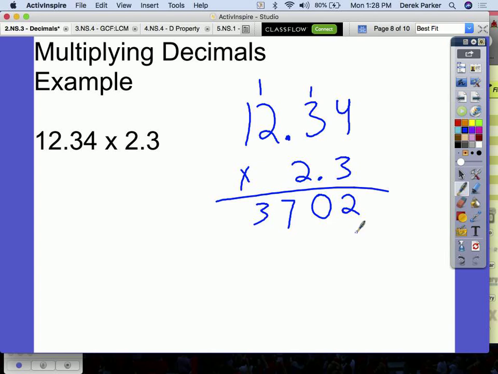I am now going to place a place marker here. Always put an X there to help me remember that that's the place marker. 2 times 4 is 8. 2 times 3 is 6. 2 times 2 is 4. And 2 times 1 is 2. Now add.